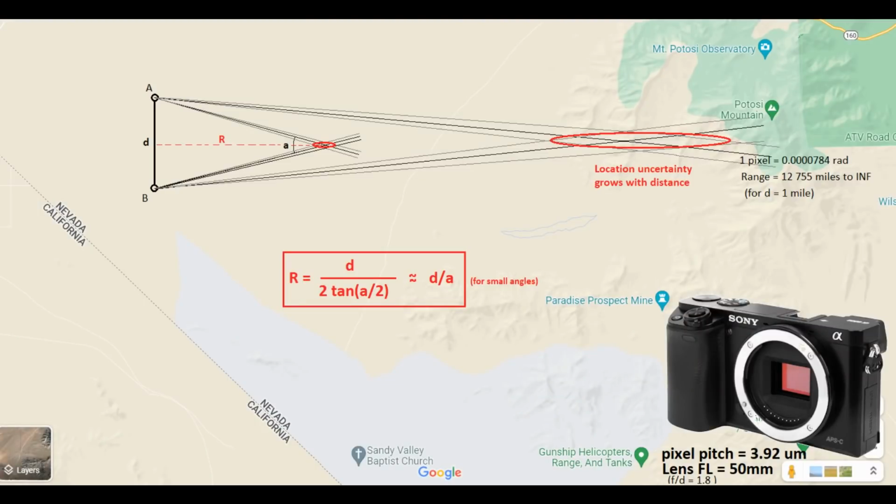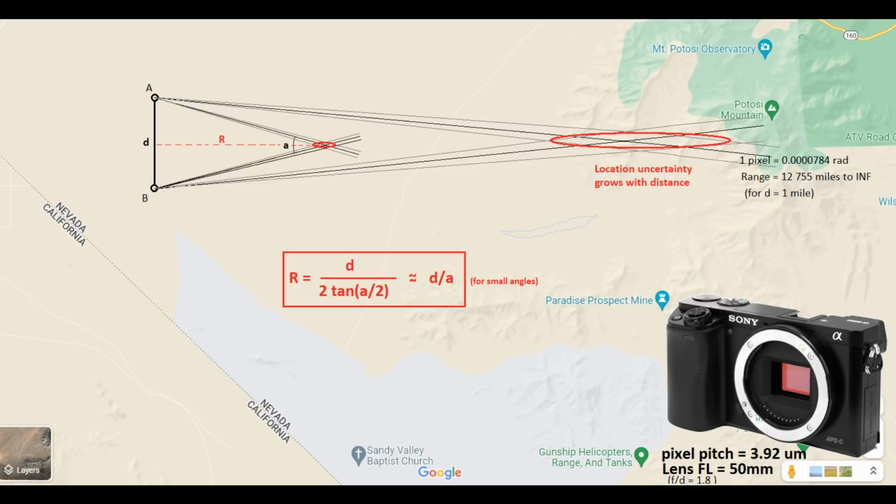Triangulation is a simple concept, yet it has limitations that need to be understood. Triangulation can be carried out with any direction-finding equipment like antennas. In our case here, we'll be using optical instruments, namely a camera, or two cameras to be exact.